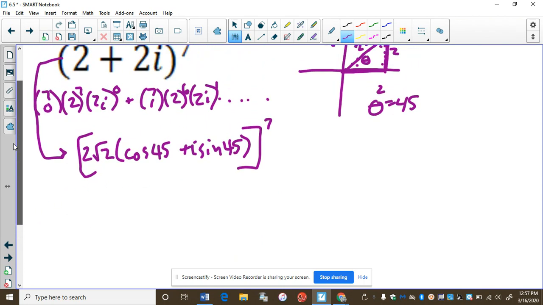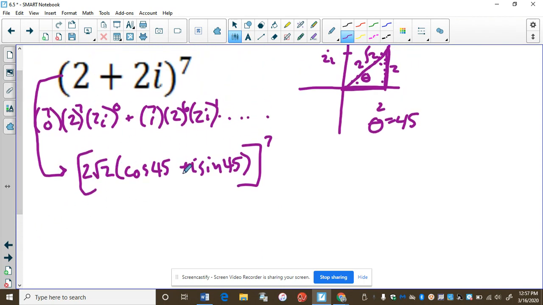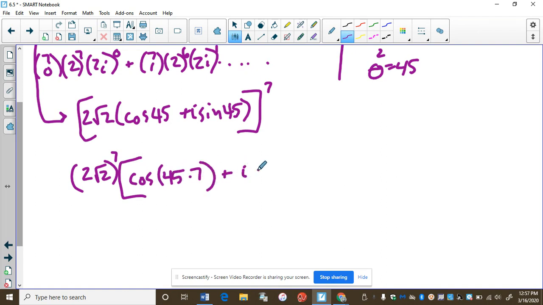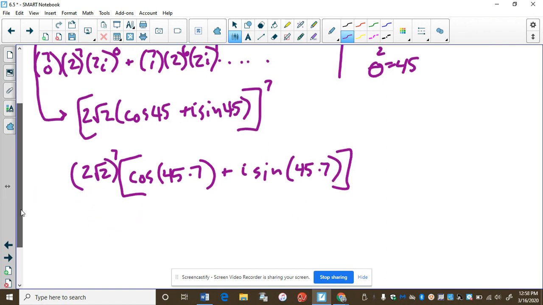So all I'm doing is rewriting the standard form into polar form. And to do this, I take 2 radical 2 and I raise it to the 7th power. And then in here, I take the arguments and I multiply them each by 7. This is according to DeMoivre's theorem. Now, we'll talk about this piece in it. Well, we can talk about that piece first, I suppose.